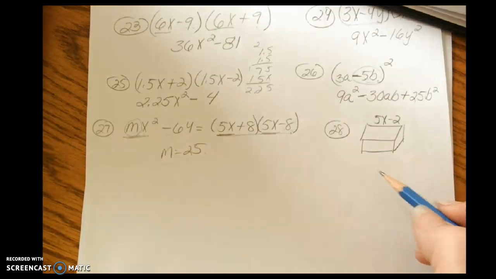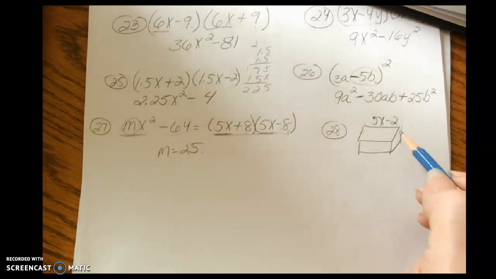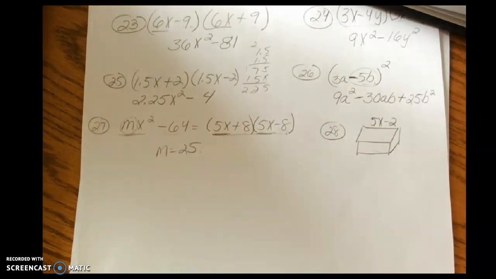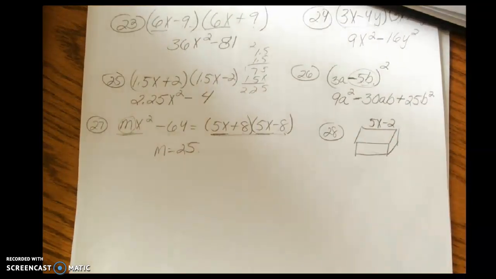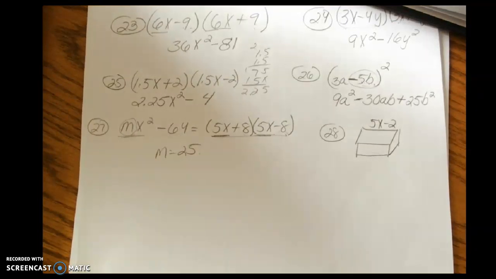And number 28, I drew a little box. I think you have to remember this is a cube, so all the sides are equal, even though my drawing does not look like they are. I know that they are. It says to write in standard form the surface area and the volume of the cube.